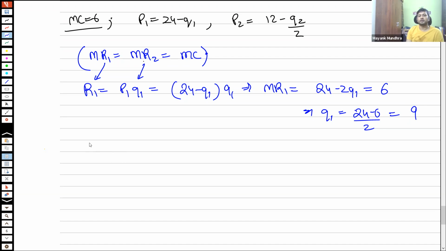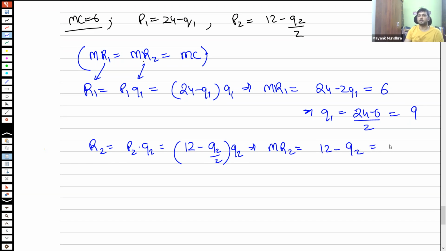Revenue from market 2 is equal to P2 into Q2. So that is (12 minus Q2 by 2) into Q2, which implies marginal revenue from market 2 will be equal to 12 minus Q2, which should be equal to 6, right? Marginal revenue equals marginal cost, which implies Q2 must be equal to 12 minus 6. So that is equal to 6.